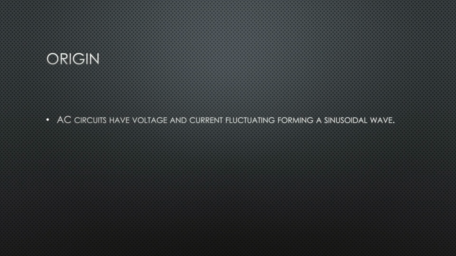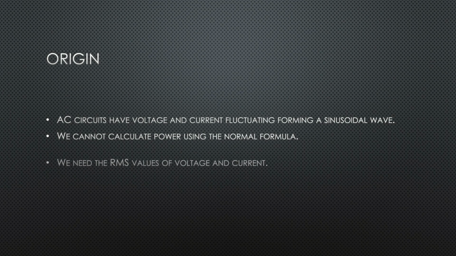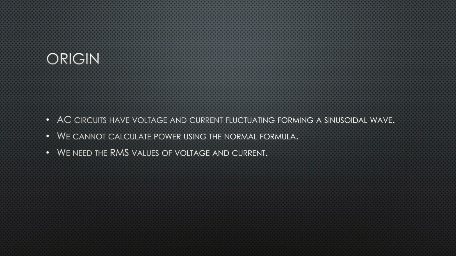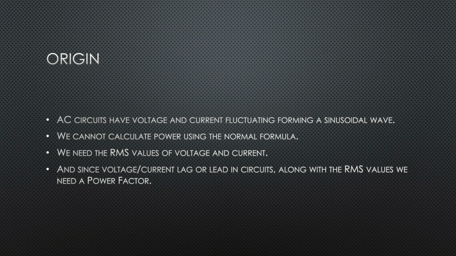So let's look at the origin of this term in electricity. We know that in AC circuits, voltage and current fluctuate to form sinusoidal waves. To calculate power in such a circuit, if we take the instant values and use the previous formula we've used in DC circuits, we would end up with the instantaneous power. To calculate the overall power, we need an average of voltage and current known as the root mean square values. Along with that, due to there being a phase difference between voltage and current, we will need the power factor.